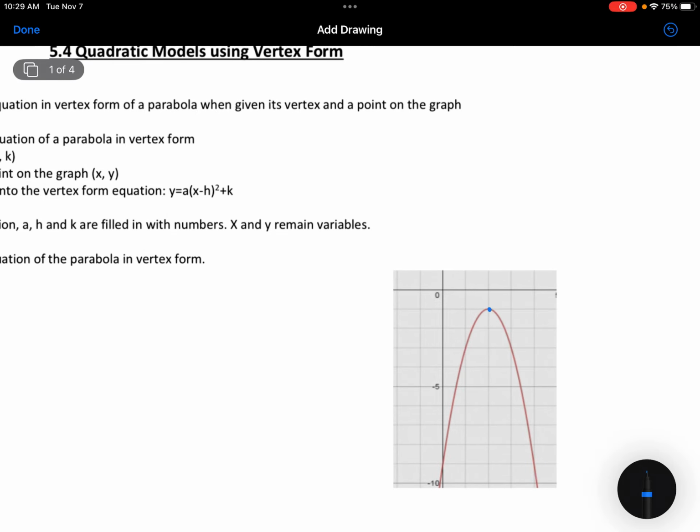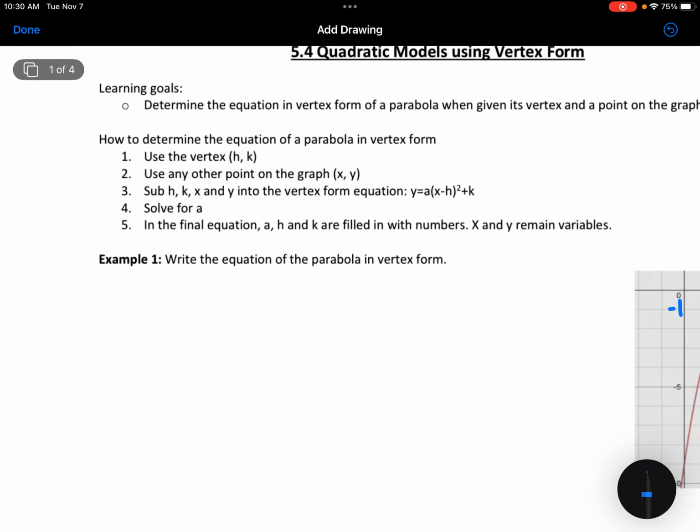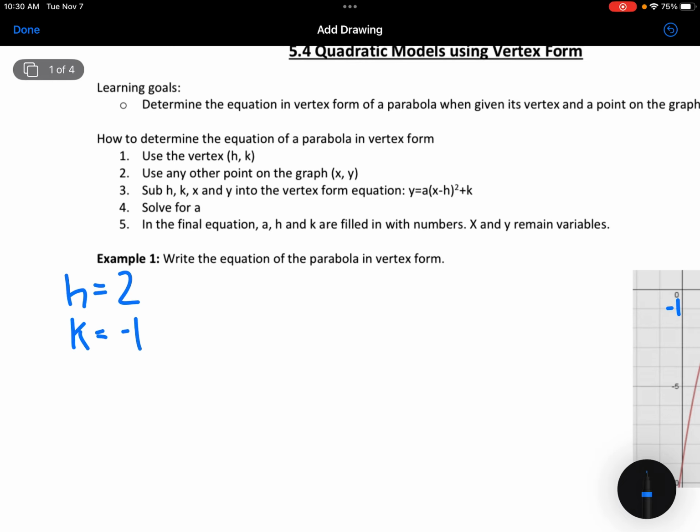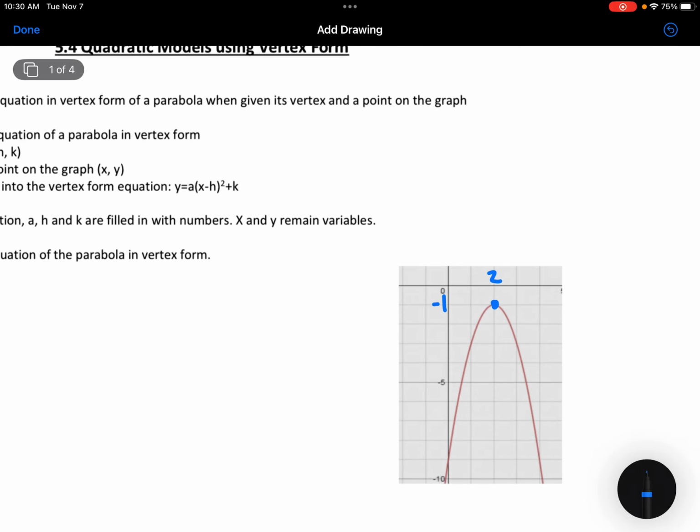Okay, so I know my vertex is right here. So that's going to be at 2 and -1. So then that tells me that my h value is equal to 2, my k value is equal to -1, and we can choose any other point on the graph to solve for everything else. Now, when we're giving you these, you're going to have a point that kind of falls perfectly like that or perfectly like this. It's going to give us all of the information we need.